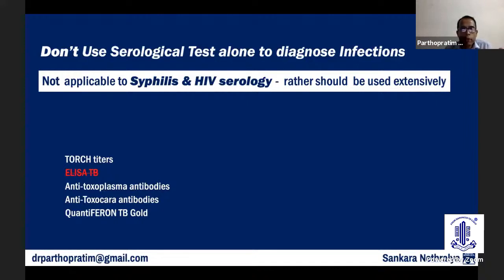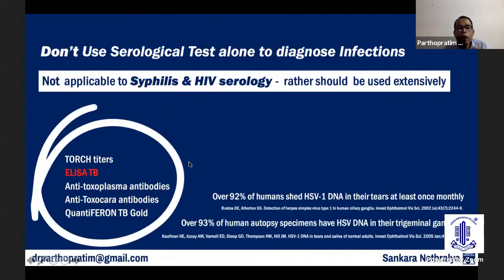Let me show you two studies. If you see here, those who do a TORCH titer and diagnose it as anterior uveitis due to herpes viruses, you have to remember that there are studies which have shown that 92% of humans shed HSV-1 DNA from their tears. Over 93% of human autopsies revealed the presence of herpes simplex virus DNA in their trigeminal ganglion. So in absence of clinical signs, it's better not to diagnose a case only on the basis of the serological test.